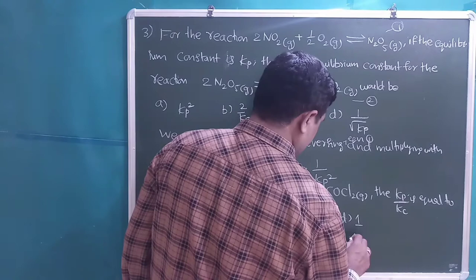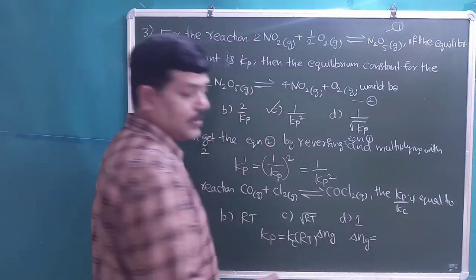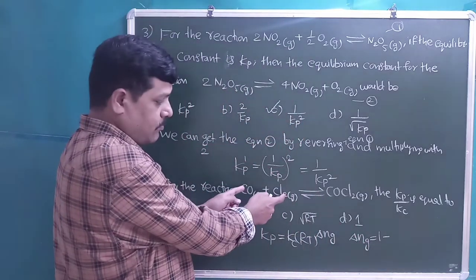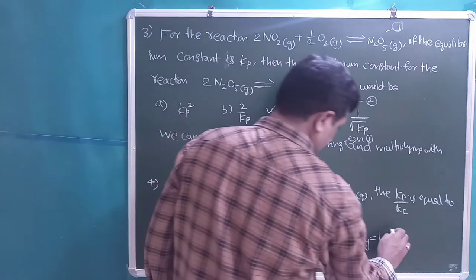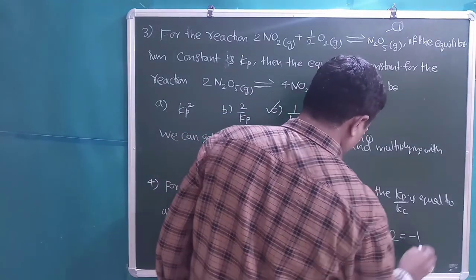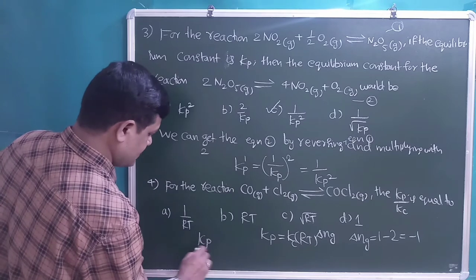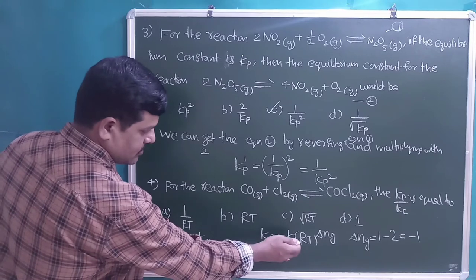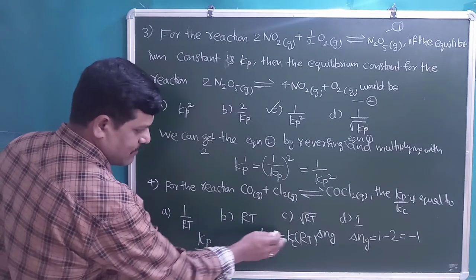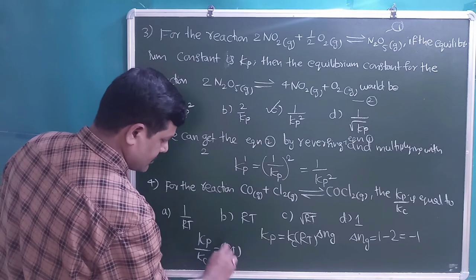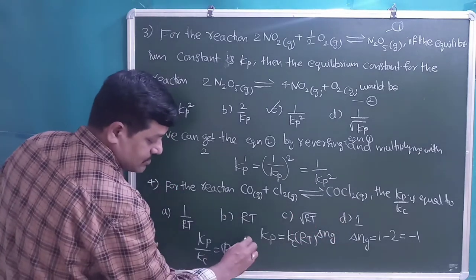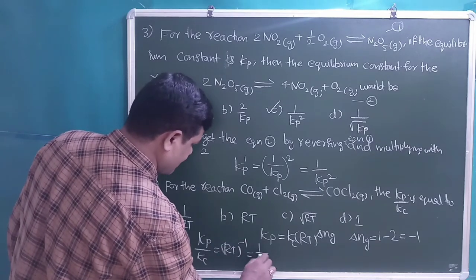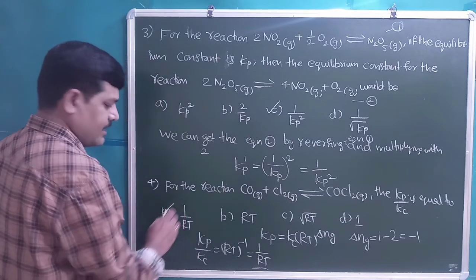Students, for the given reaction, delta Ng is equal to the number of moles of the products, only 1 mole is present, minus the total number of moles of the reactants, 1 plus 1, which is 2, right? So 1 minus 2 is equal to minus 1. So we need Kp by Kc, the ratio of Kp to Kc. Kc transferred to this side, Kp by Kc is equal to (RT) whole power delta Ng, which we got as minus 1, so we substitute minus 1. So (RT) power minus 1, which we can write as 1 by RT. So option A is correct.